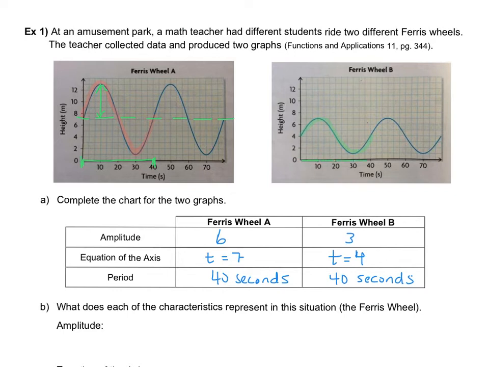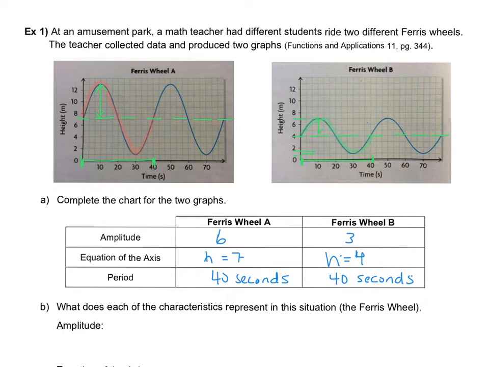Likewise, this also had a cycle length of 40 seconds. But its equation of the axis is now down here at 4, and our amplitude, the distance from here to here, was 3 units because we went to a max of 7 and a min of 1. So 3 units above and below that h equals 4, not t. All right, so I'll fix those up, and then amplitude, we can talk about what that means for characteristics here.